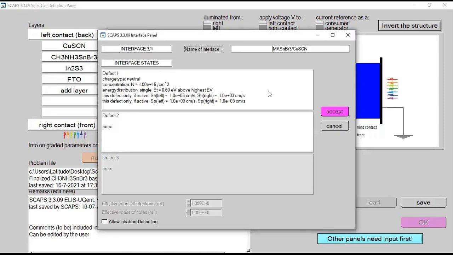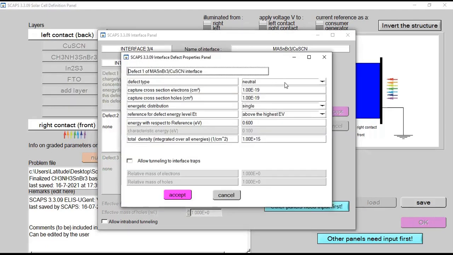This is the interfacing layer between perovskite and copper thiocyanide. Once again, make sure you can set your defect type, and I surely recommend you keep it in neutral form. And the cross section, once again, you can vary from 15, 16, 17, 19, and 20.